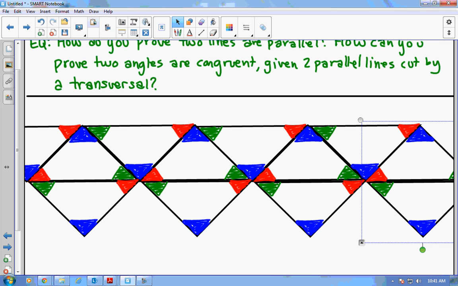A tessellation is a repeated image that fits within itself, like a puzzle.